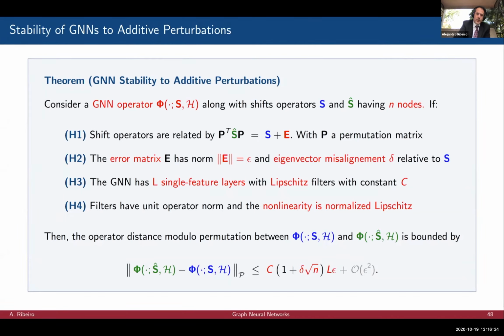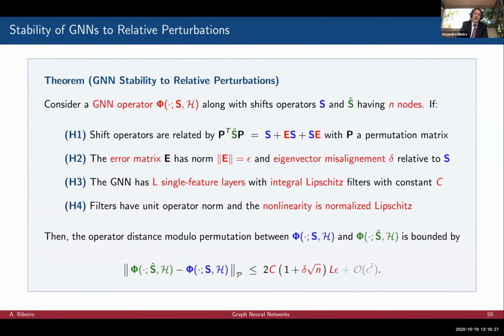Now, this theorem is not the interesting one because I already told you that additive perturbations are not the most interesting ones. The perturbations that are more interesting are the relative ones. In this case, we need to change hypothesis number 3 and hypothesis number 1. The perturbation has to be relative. The layers have to be integral Lipschitz, but we keep hypothesis number 2 and we keep hypothesis number 4. The error matrix has norm epsilon, eigenvector misalignment constant delta. The nonlinearity is still normalized Lipschitz. The filters have unit operator norms.